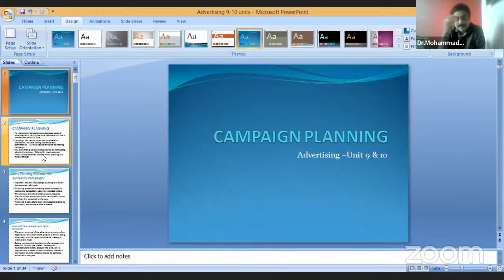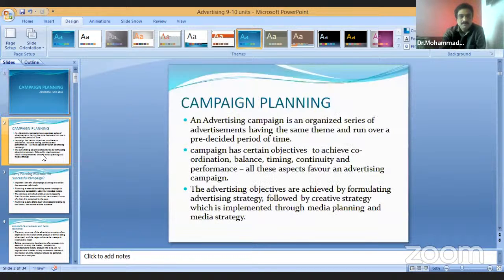Okay, so today we will just discuss the campaign planning, advertising units 9 and 10. In the previous class we covered units 7 and 8. So today we are going to discuss campaign planning: how campaign planning will be effective, how it will be implemented, what the strategies are, and what marketing mix will be used to get the things done.